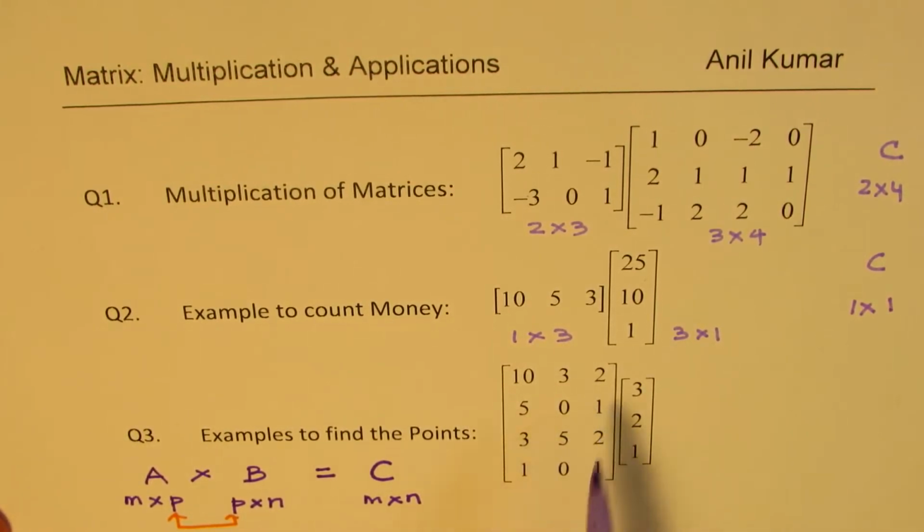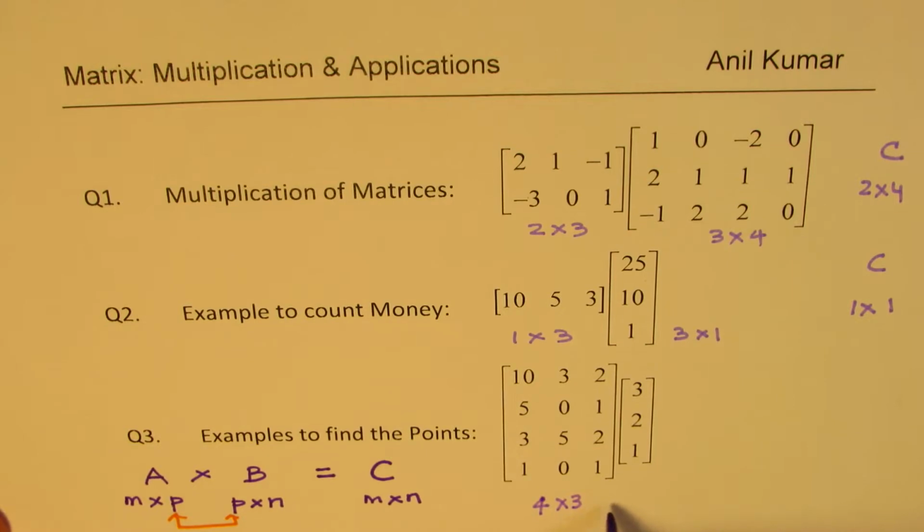Now here is another example in which we have 1, 2, 3, 4 rows, right? So we have a matrix which is 4 by 3. Now when you multiply this with this one, which is 3 rows by 1, the end result will be 4 times 1. 4 by 1, I should say.